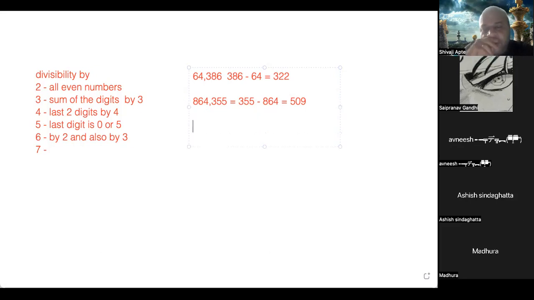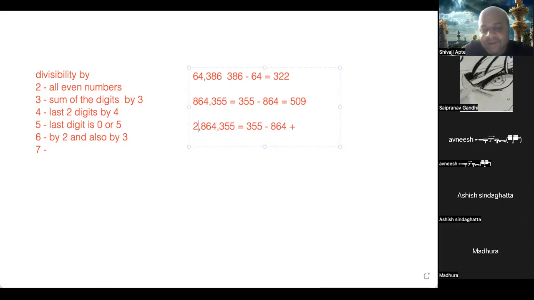Suppose we take another one now. 5,864,355. This should be divisible by 7, I think. And how? Let us see. What is the alternating sum? So we have to take 355 minus 864 and plus, actually, I think it is 2. It will not be divisible, but let us just take it.